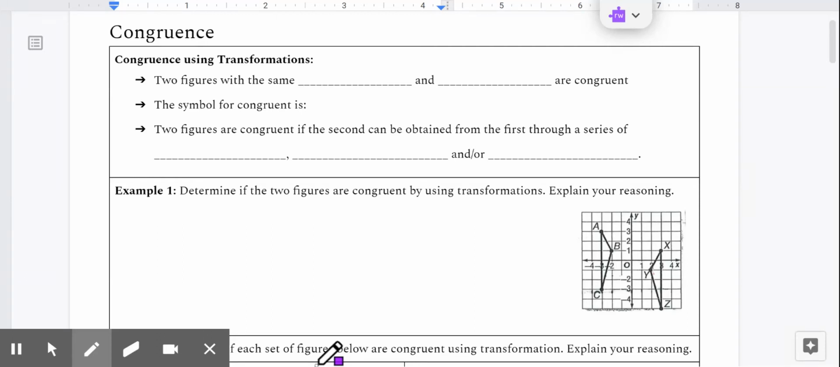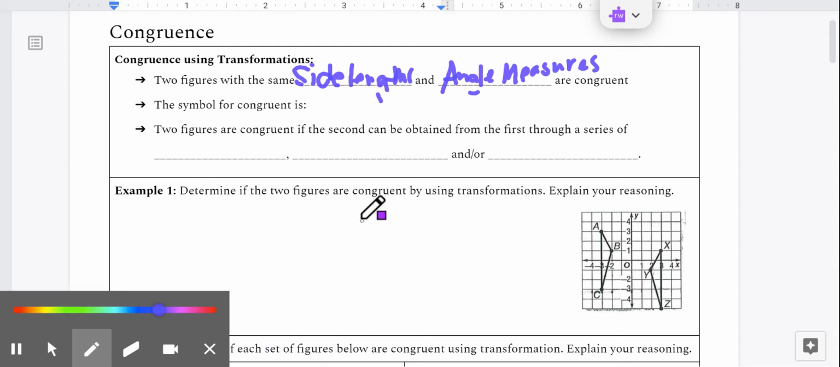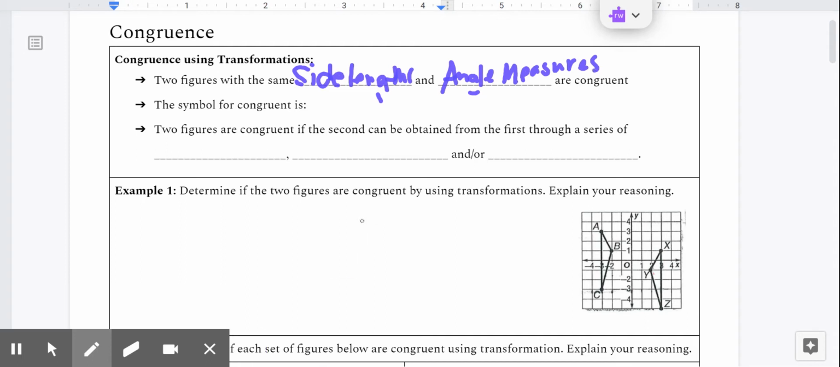Today we are going to learn about congruence and how to determine if two figures are congruent, and how to show congruence also. So first of all, hopefully we know that the word congruent means the same size. So two figures with the same side lengths and the same angle measures are congruent. So if you have two figures and their sides are the same lengths and their angles have the same measures, then those two shapes are congruent.